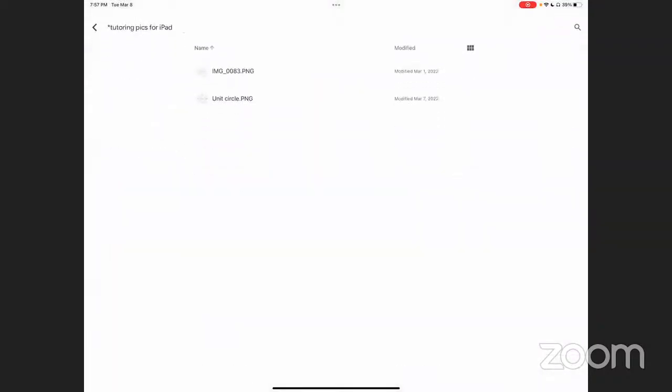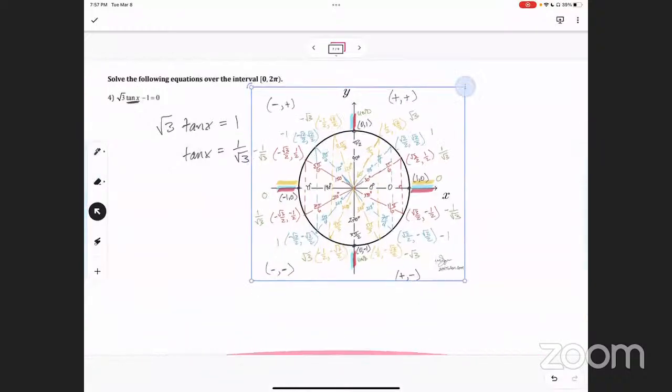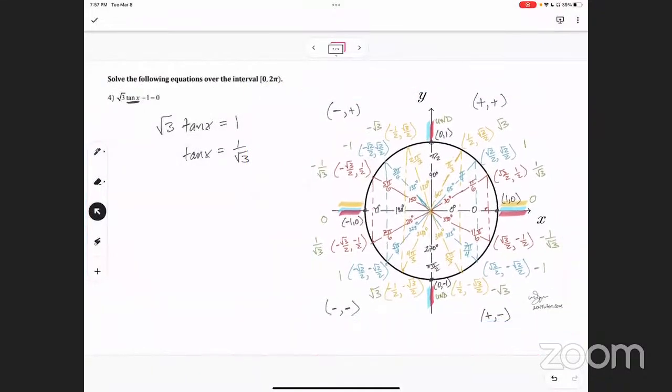Do you remember your unit circle? Where is the tangent 1 over the square root of 3 between 0 and 2 pi? Pi over 6? Pi over 6 and negative. Oh, right here. Third quadrant. Look in the third quadrant. 7 pi over 6. X equals pi over 6 and 7 pi over 6. Those are the two places that it equals positive 1 over root 3.